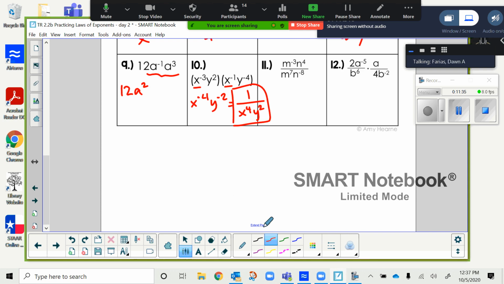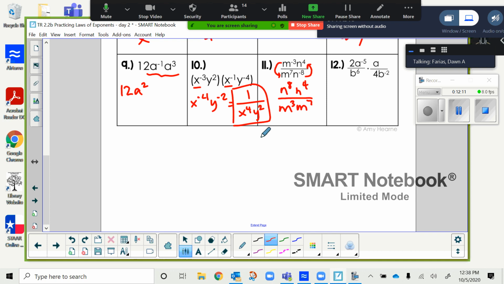And for number 11, there's different ways you can approach this. Here's what I'm going to do. I'm going to move m to the -3 down to the bottom. So that would give me m to the +3 with the m to the 7 that stays there. And then n on the bottom with the -8 gets pushed to the top, and its exponent becomes positive. So n to the +8. And n to the 4 stays up there because it's not negative, so it doesn't have to move.